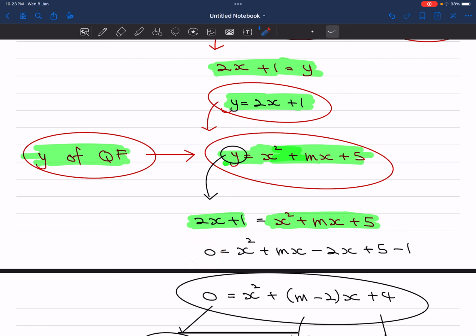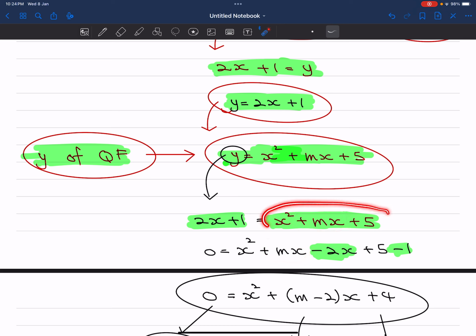So the one on the left hand side, I transfer. x squared, I put back x squared, mx, I put back mx. Now the 2x I transfer, becomes minus 2x, and then the plus 1 I transfer, it becomes minus 1. Originally, the x squared copy back, mx copy back, plus 5 copy back.